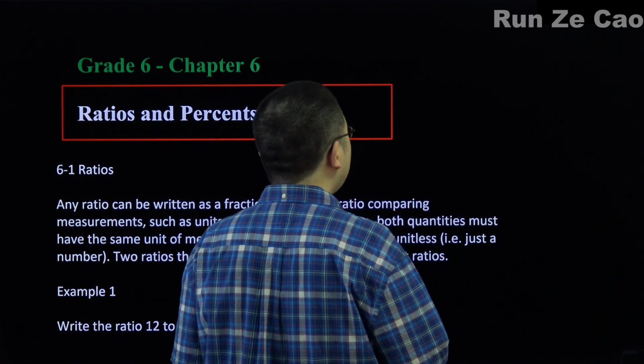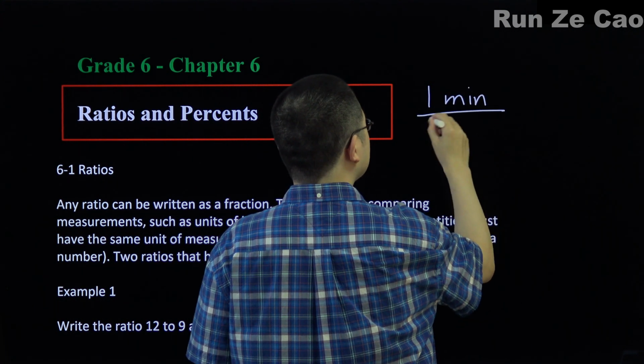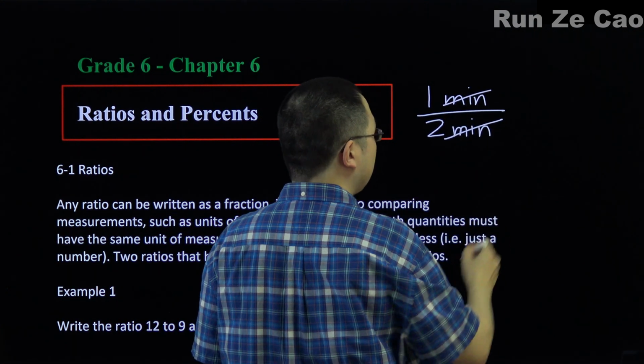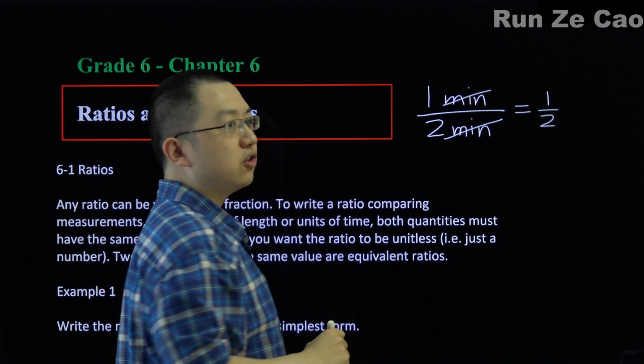Because, well, what is the fraction of 1 minute per 2 minutes? Oh, hey, the minutes cancel out. So this is equal to 1/2. So 1 minute is half as much as 2 minutes.